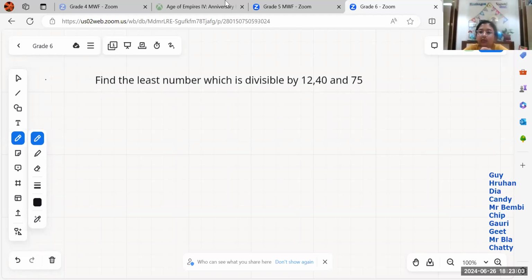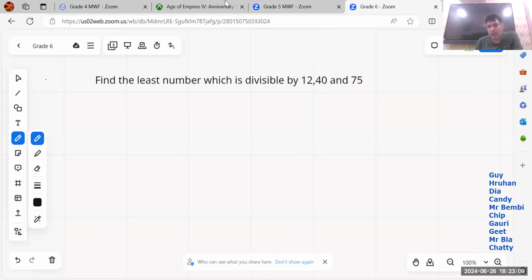Are you sure, Chip? No. Dia, is Gauri correct that we have to find the LCM? Yes, sir. Yes, we have to find the LCM because we have to find the least number. So the lowest common number which is divisible by these numbers will be a multiple.